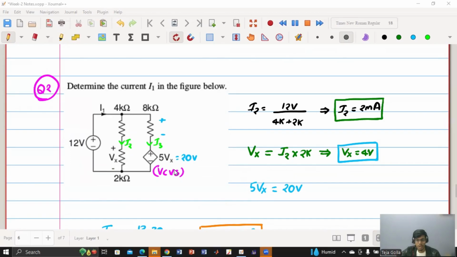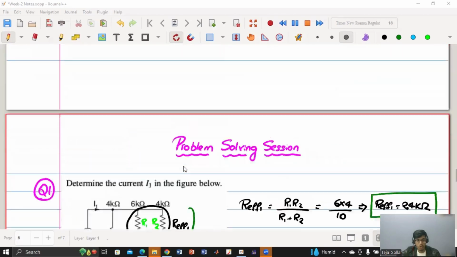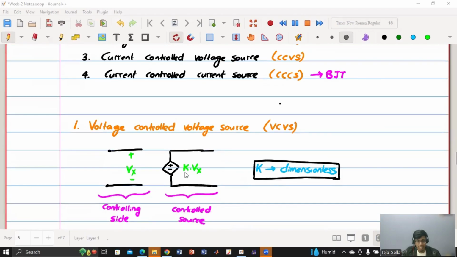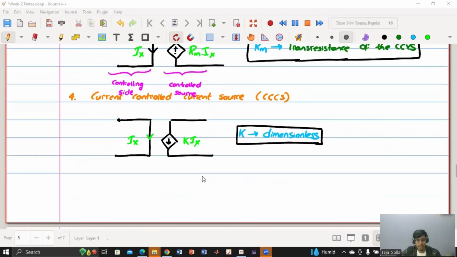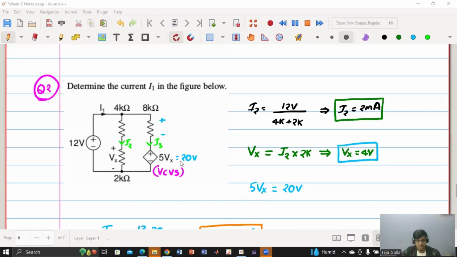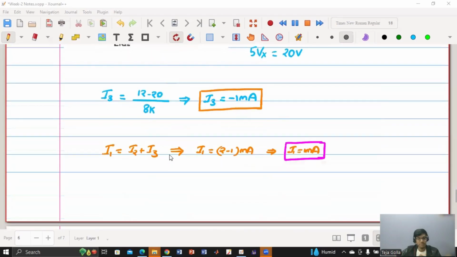Okay. So 5Vx is nothing but the gain or the value of this voltage source is 5 times the value of Vx and Vx is 4. So 5 times 4 is 20 volt because it is dependent on this source. So if we go to voltage controlled voltage source, it is K times Vx. Basically here K is 5, nothing but K times Vx, and K is dimensionless. So that's why they have given 5. Got it?